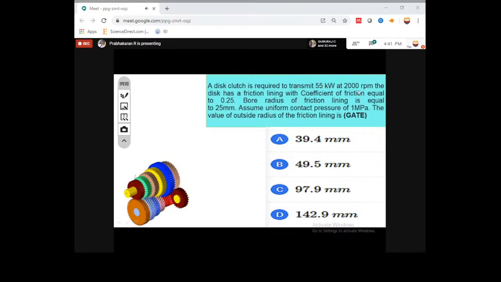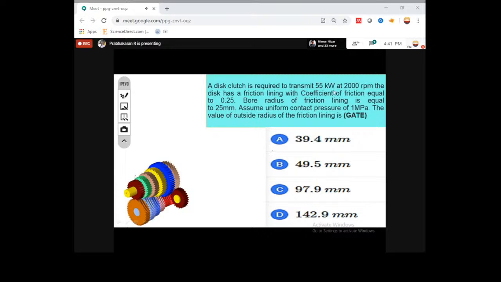So power equals 55 and RPM equals 2000. We know the power and RPM, so definitely you can find out the torque value. Here the coefficient of friction is 0.25. The bore radius of the friction lining is 25 mm. Bore radius means the inside, so that is the R2 value. Assume uniform contact pressure, so you should use the uniform pressure theory, R mean equals 2 by 3 (R1 cube minus R2 cube) divided by (R1 square minus R2 square). The pressure is 1 megapascal. The value of the outside radius, outside means R1, you can definitely find out without any struggling.